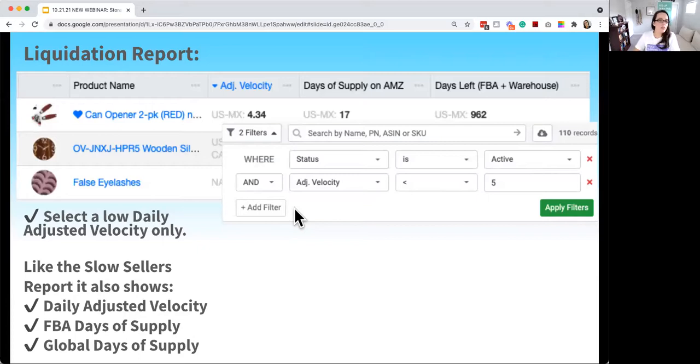Maybe it's less than 5 units a day, and you decide, okay, we're going to consider this a liquidation product. And by liquidation, I don't necessarily mean liquidating with Amazon. Liquidating could mean using it in your flash sales. I would prefer using it in flash sales because that increases your sales velocity and it helps your restock limits more than just removing it via liquidation or via a removal order.